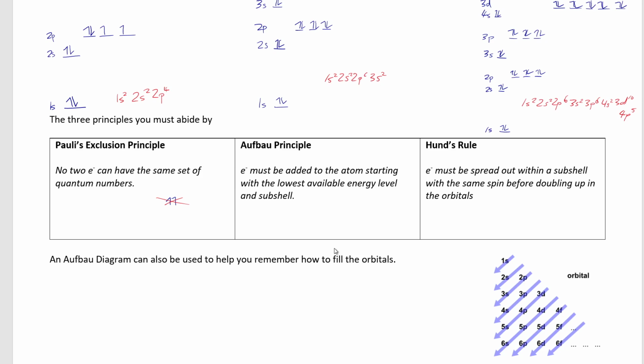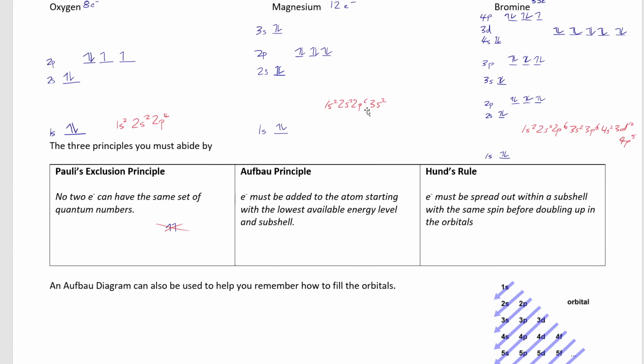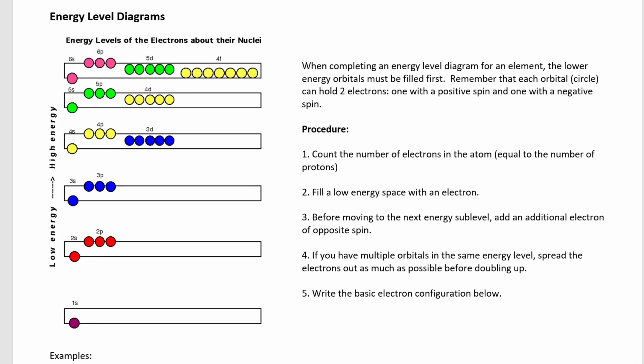The Aufbau principle: electrons must be added to the atom starting with the lowest available energy level and subshell. So that means when we add electrons to an atom, we start with low energy, then we go to higher energy, and so on and so forth. The Aufbau principle is what we have to follow when we go to 4s instead of going directly to 3d, because 4s has less energy than 3d does.